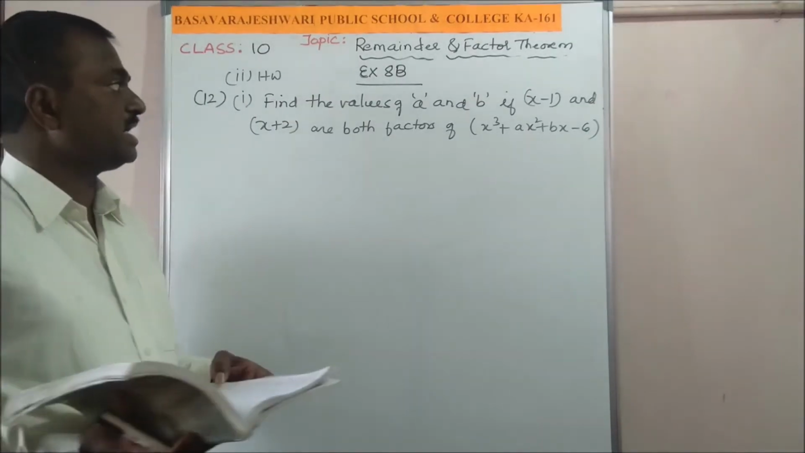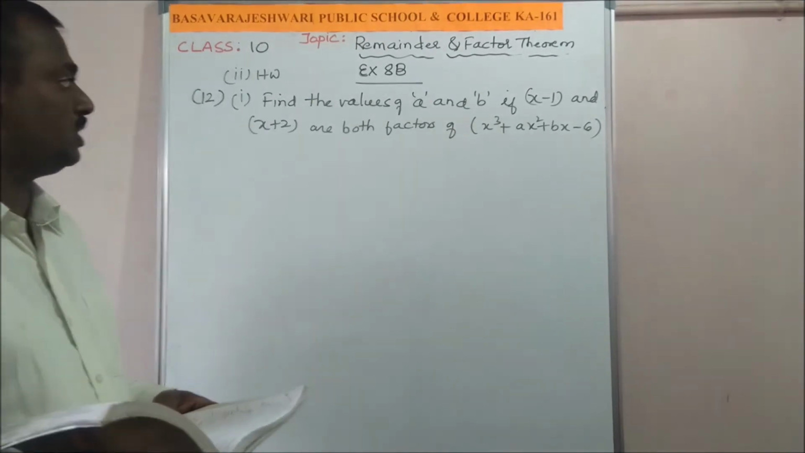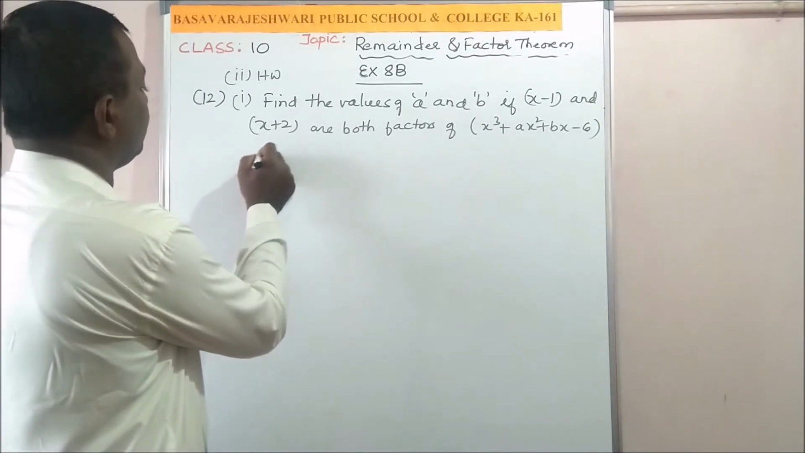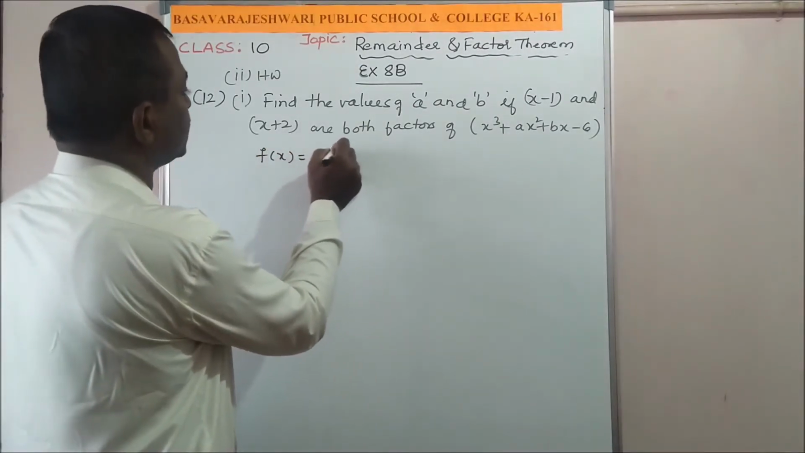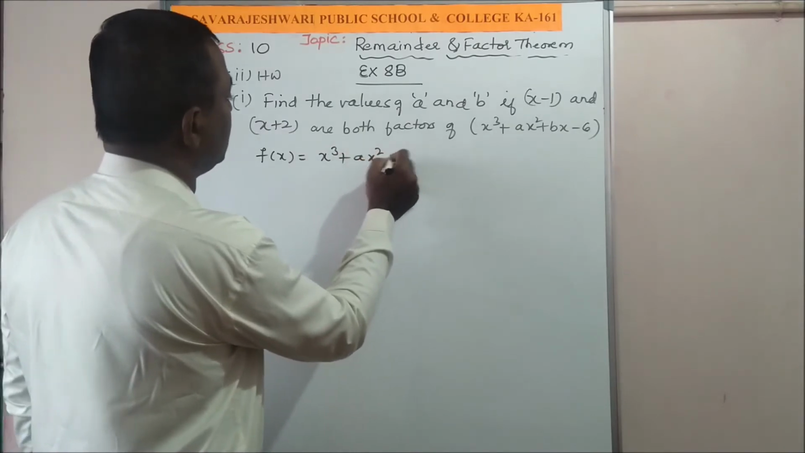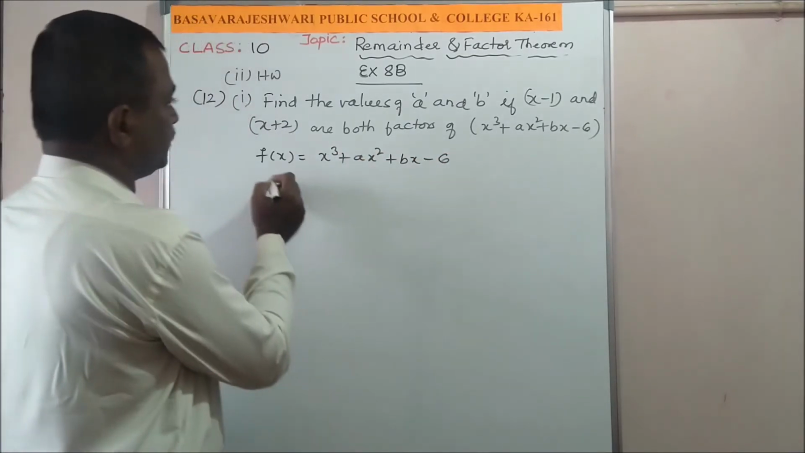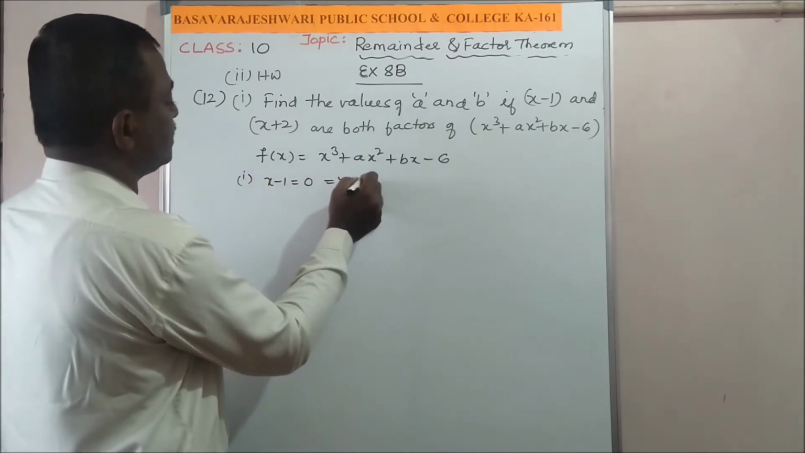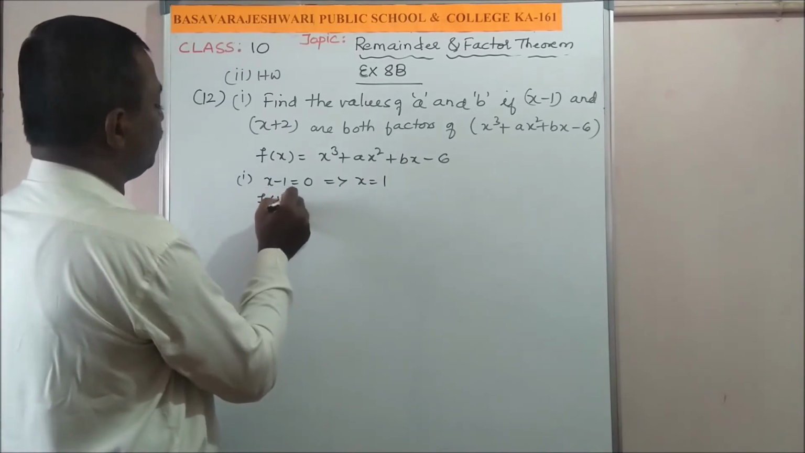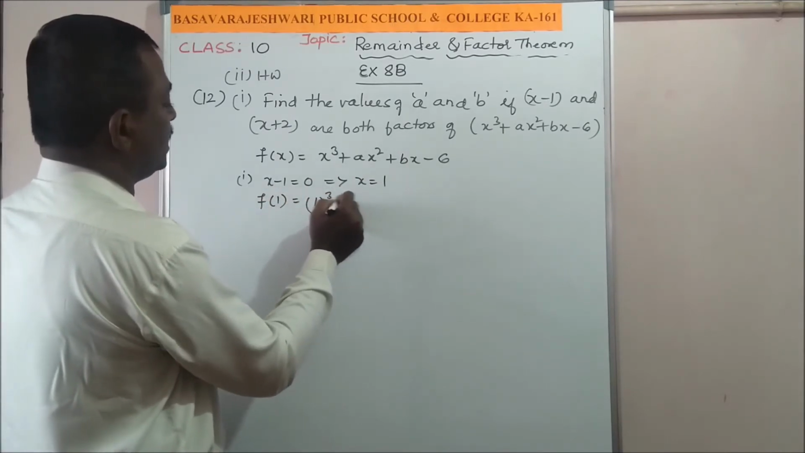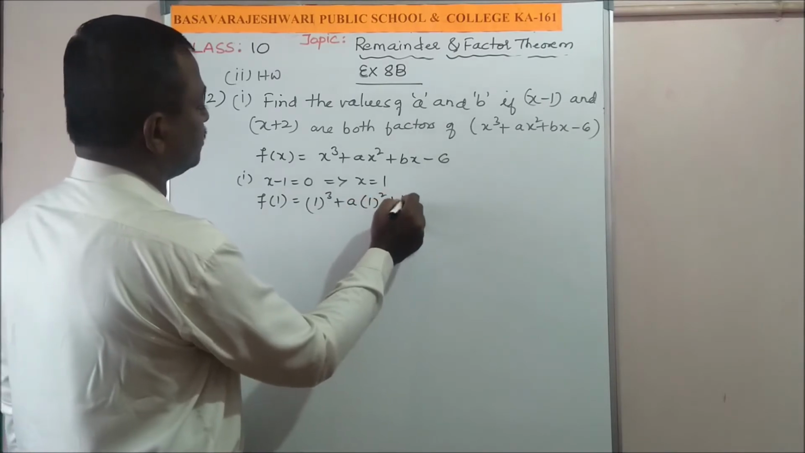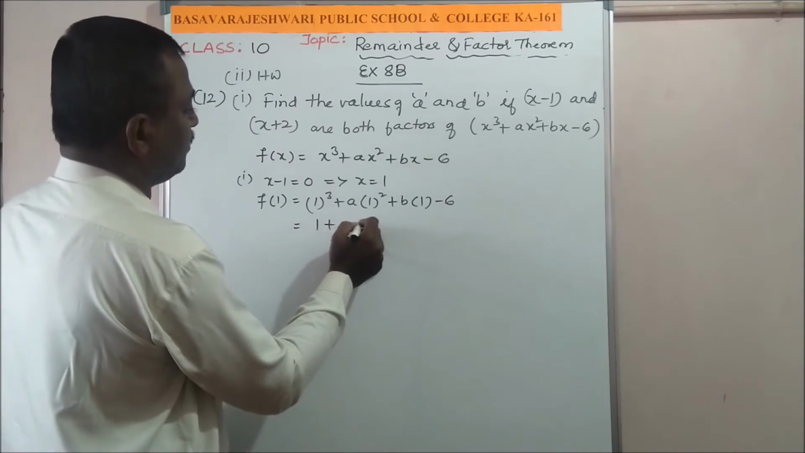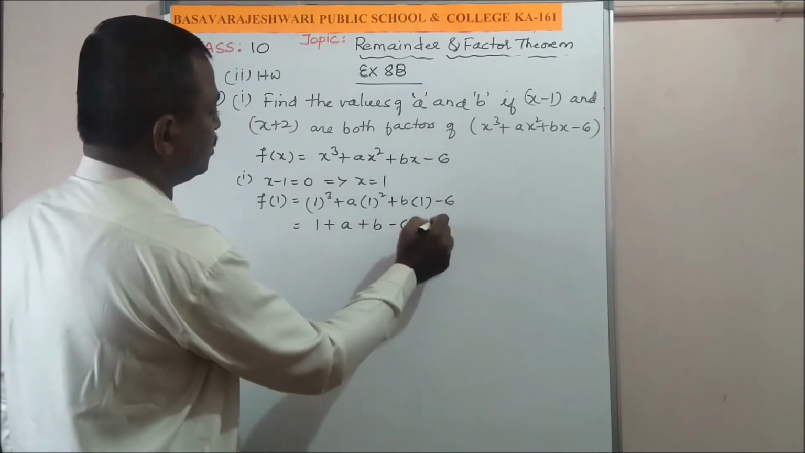In the 12th question, find the values of a and b if x minus 1 and x plus 2 are both factors of the given polynomial. So f of x is equal to x cube plus ax square plus bx minus 6. First factor I will take. x minus 1 is equal to 0. This implies x is equal to 1. Therefore, f of 1 is equal to 1 cube plus a into 1 square plus b into 1 minus 6. That is 1 plus a plus b minus 6 is equal to 0.